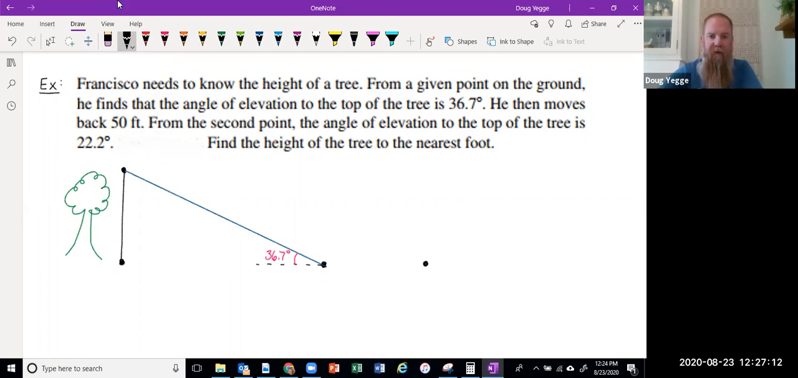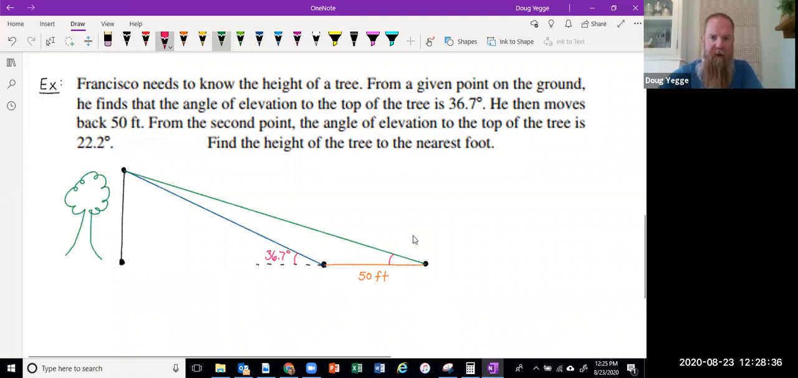And now he looks at the angle of elevation. He then moves back 50 feet. So let's just go ahead and draw that distance. So we know that this distance right here is 50 feet. And now he sees from the second point, the angle of elevation to the top of the tree is 22.2 degrees. So again, from the base, looking up to the top of the tree is 22 degrees.